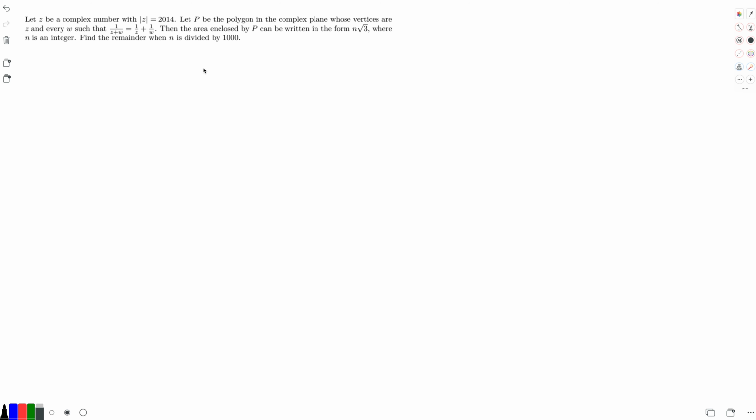Okay, so first let me list what I know. I know that the modulus of z is equal to 2014. This means that z will be a complex number lying in a circle with radius of 2014. And now let's work on the condition that they're giving us. 1 over z plus w is equal to 1 over z plus 1 over w. We can easily write this as 1 over z plus w is equal to w plus z over wz.